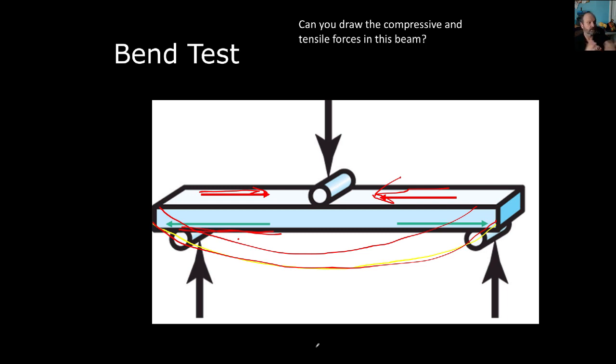And it's a really good test to do, especially if you're going to make shelves or balconies or things like that, where you're going to have a force on top pushing it down and the whole thing's going to bend. And this is like for bridges. So you're going to have these forces going up and down.